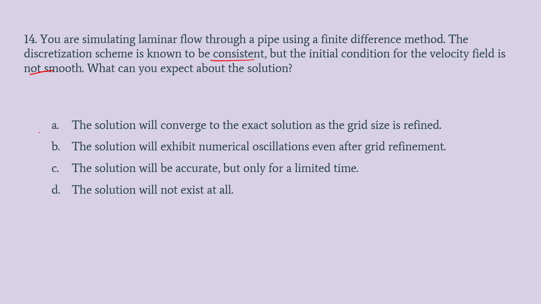Option A, solution will converge to the exact solution as grid size is refined. Option B, solution will exhibit numerical oscillations even after grid refinement. Option C, solution will be accurate but only for a limited time. Option D, the solution will not exist at all. You can try to answer the question.